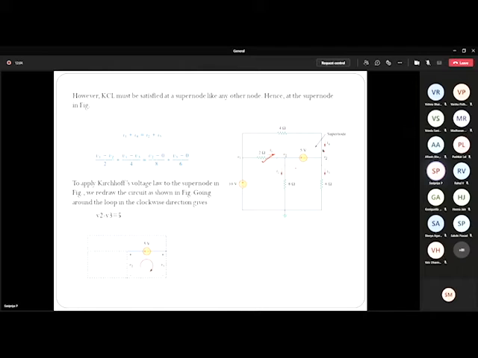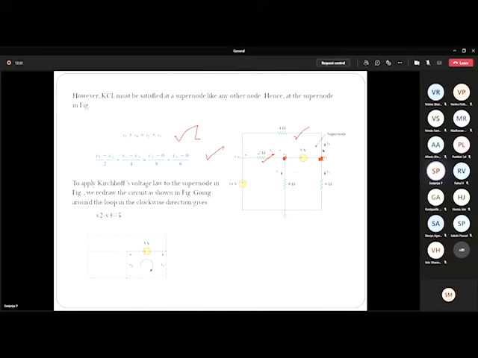Since I have identified this as a super node, I'm just trying to combine the current equation for these two nodes. So that is nothing but this equation, and I can write as usual. This I1 current is going to be (V1 minus V2) by 2. And this I2 current is (V2 minus 0) by 8, since it's a ground node. And this current will be (V3 minus 0) by 6. And this current will be (V1 minus V3) divided by 4.